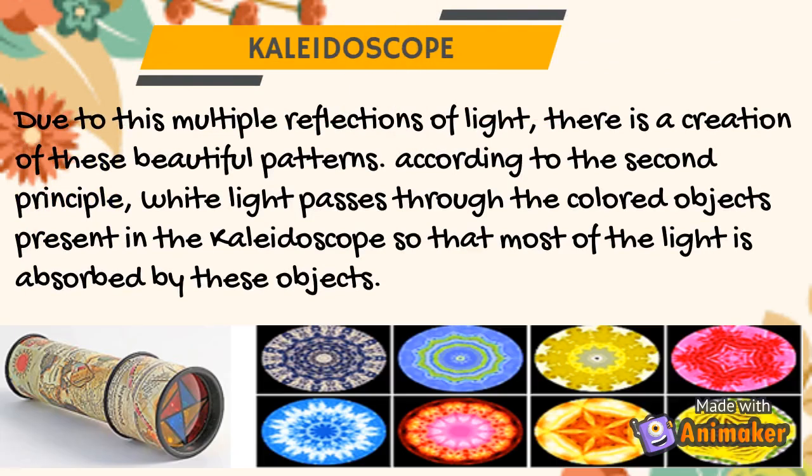Due to these multiple reflections of light, there is the creation of these beautiful patterns as shown below. According to the second principle, white light passes through the colored objects present in the kaleidoscope so that most of the light is absorbed by these objects.